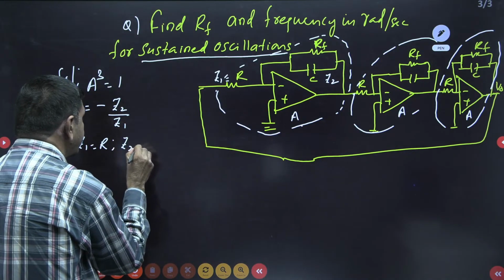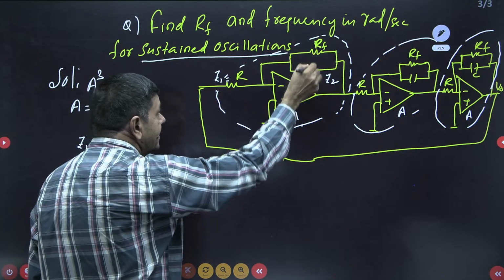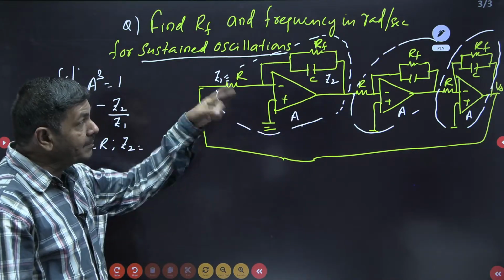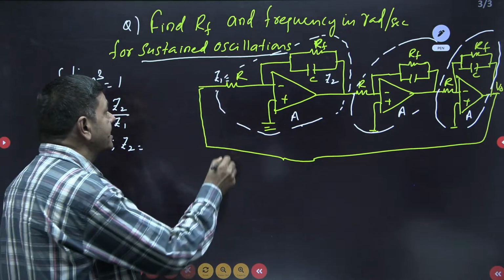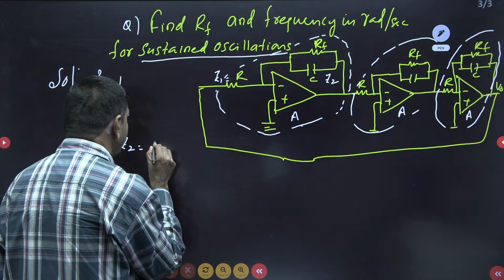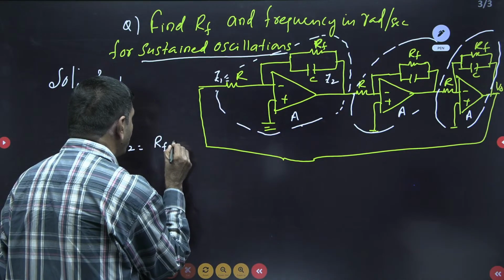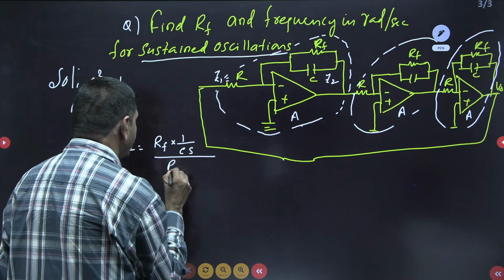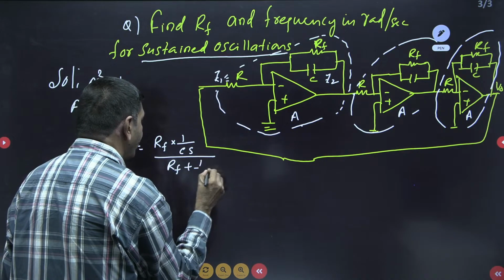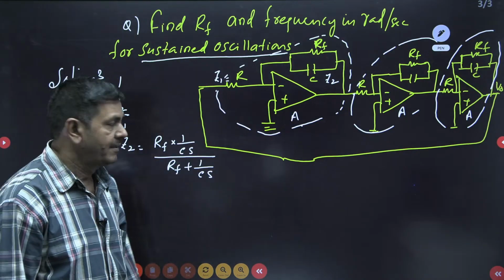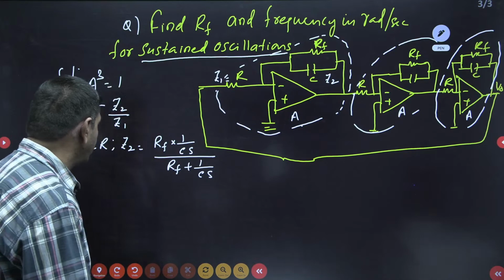Z2 is nothing but these two in parallel. C in farads; I want the capacitor reactance in the S domain, 1 by Cs. So Z2 is RF parallel to 1 by Cs. I can write RF into 1 by Cs divided by RF plus 1 by Cs. I would like to simplify this Z2 value now.